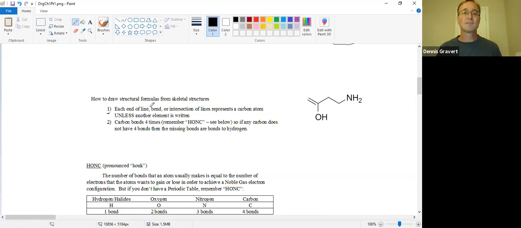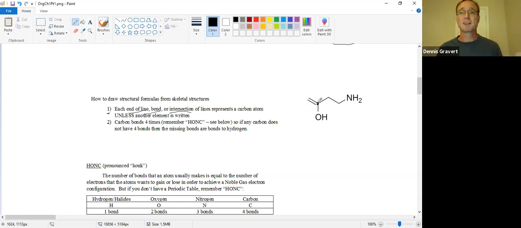Step 1, realize that every line, bend, or intersection of lines. Now, what's a line? That's a chemical bond. So anytime you have a bond, that's connecting 2 atoms together. And so the bond is going to represent a carbon atom if there's nothing specified at the end of a line. Or if the line is bending, that's really 2 chemical bonds coming out. Or if there's a bunch of lines intersecting, that means there's several bonds.